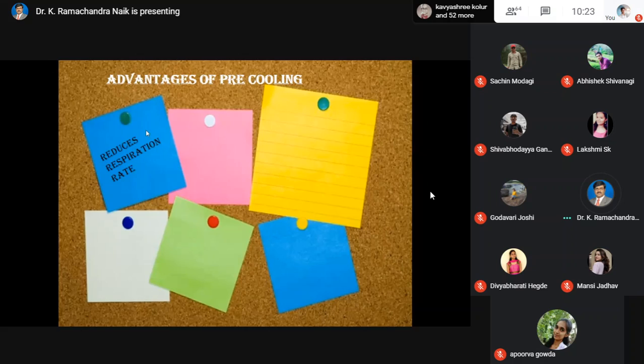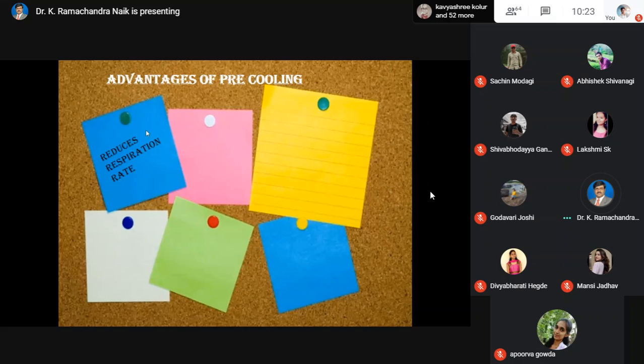Then it decreases the flower's sensitivity to ethylene. If the freshly cut flower is kept as it is, it will be very sensitive to ethylene, which is produced by fruits or is present in the environment. It will be more sensitive at a higher temperature. Because we are reducing the temperature through pre-cooling, the sensitivity to ethylene will be less. So this is all about the preamble of pre-cooling.